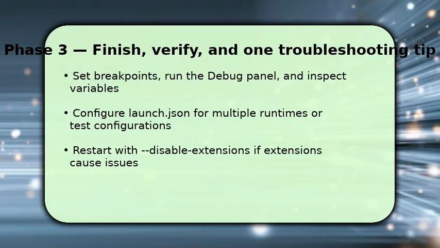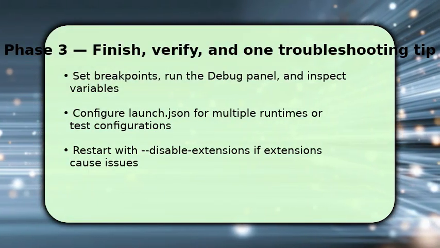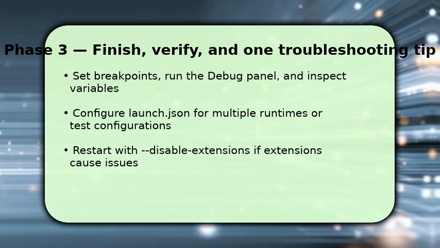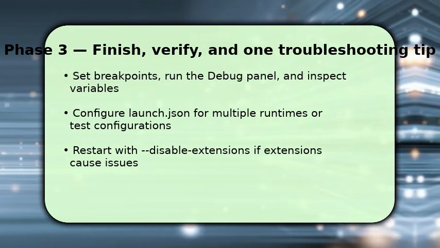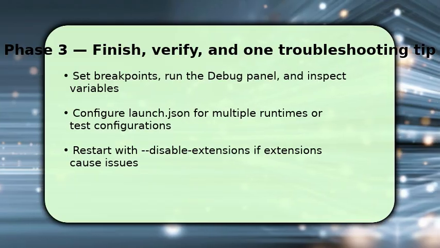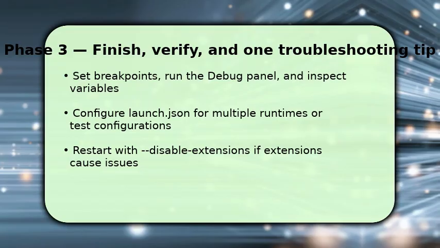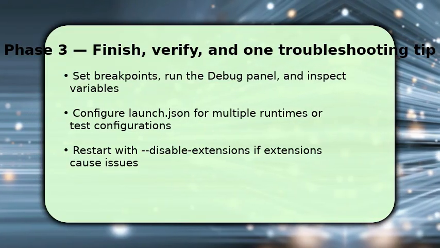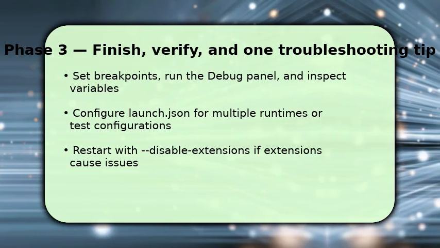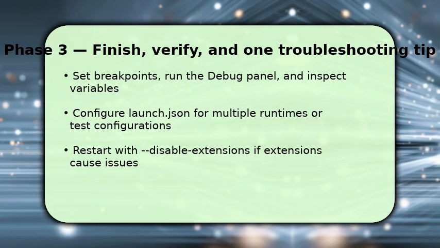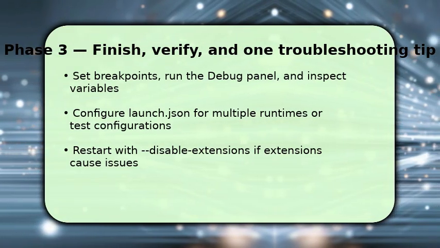You finish by setting breakpoints and using the debug panel to run your program, step through code, and inspect variables and call stacks. Make or adjust launch.json to handle multiple runtimes or test suites and save a workspace settings file for team sharing. Finally, if something breaks, slow startup, errant behavior, restart VS Code with extensions disabled to isolate the issue, then re-enable them one at a time to find the culprit.